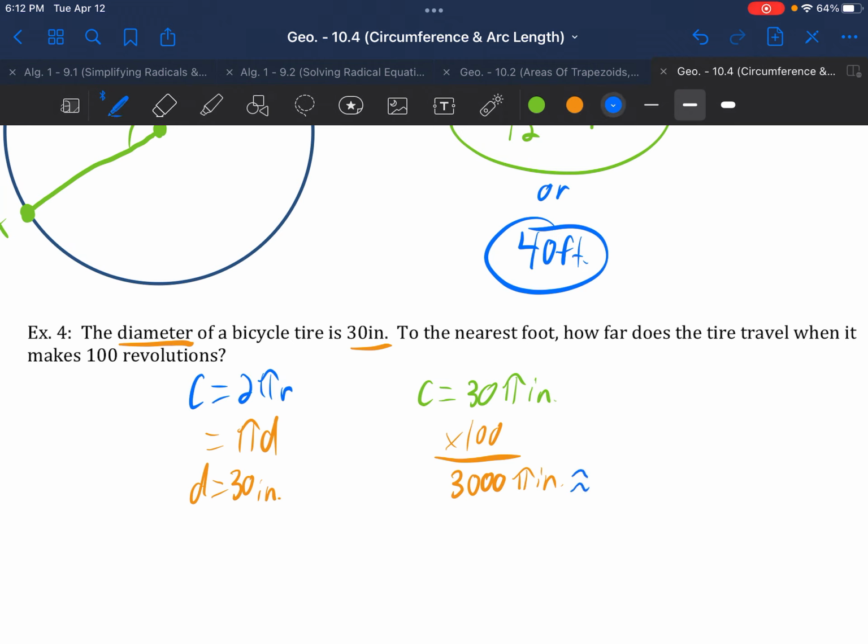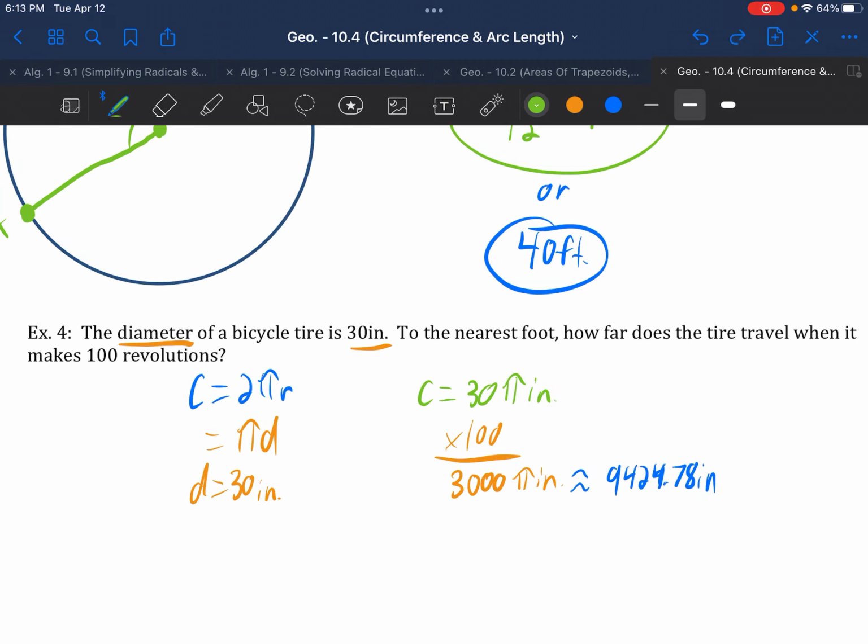Now we want to know to the nearest foot, so we got to estimate. So this would be approximately, in our calculator, 9,424.78 inches. And you might be wondering, well, Mr. Koss, why did you go to a decimal if we're going to have nearest foot? Well, I still like to carry a couple decimals in my problem before we have our final answer, because we actually still have another step. We have to convert from inches to feet.